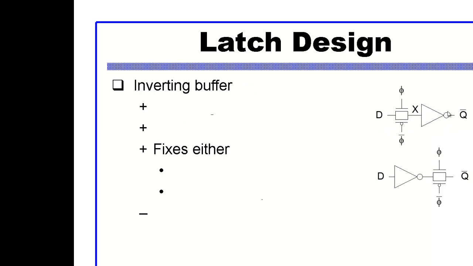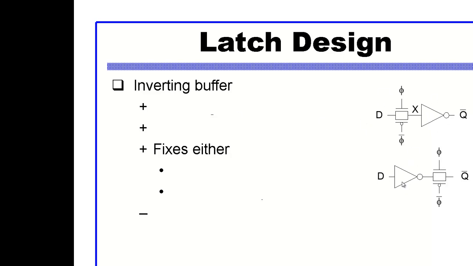But if you connect like this, backdriving can be avoided. Because for the inverter, the input is given to the gate, so whatever is available here won't come out through the gate, basically. So backdriving is avoided in this particular case.